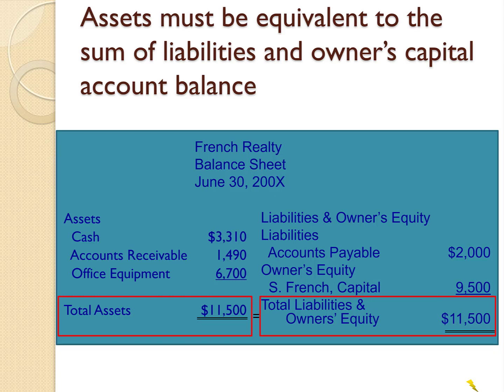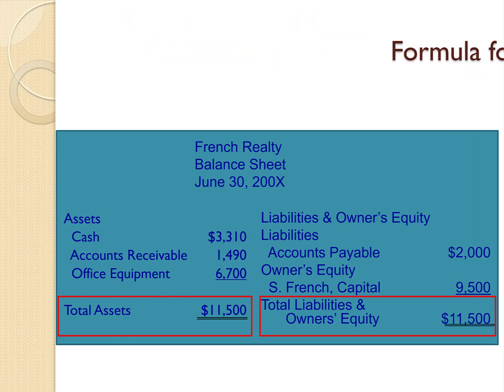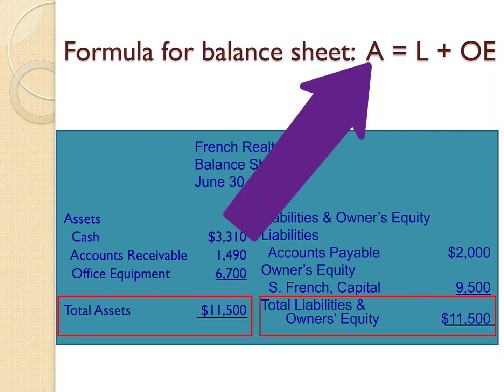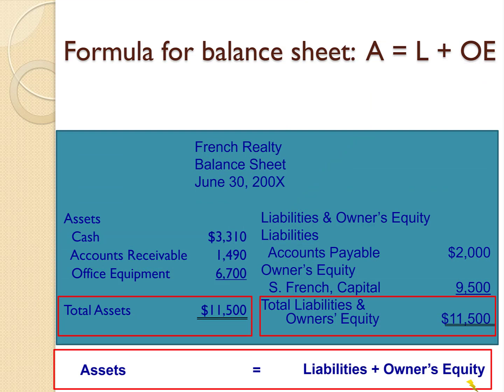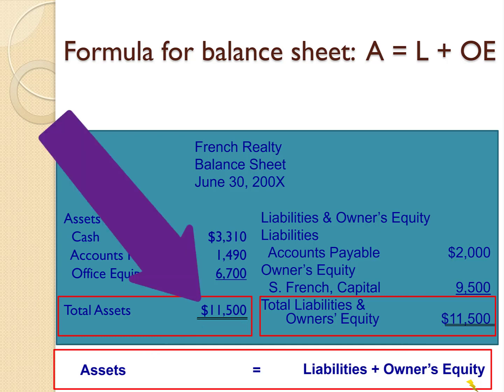So when you're creating a balance sheet in your homework, the formula is simply the accounting equation. Assets equals liabilities plus owner's equity. So let's analyze this company's balance sheet. How much does this company own? Well, total assets are $11,500, so that's how much the company owns.